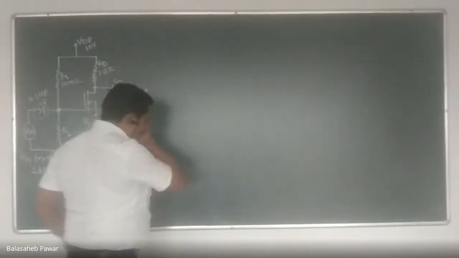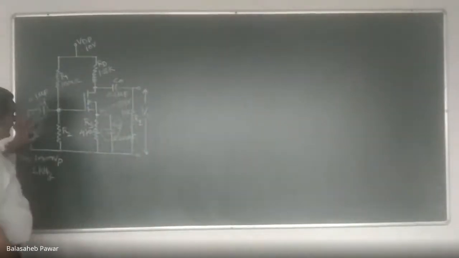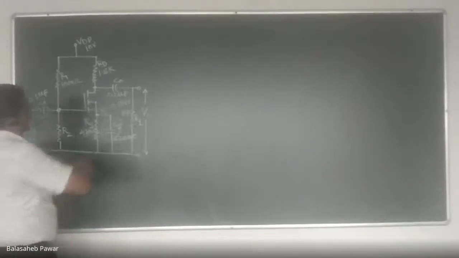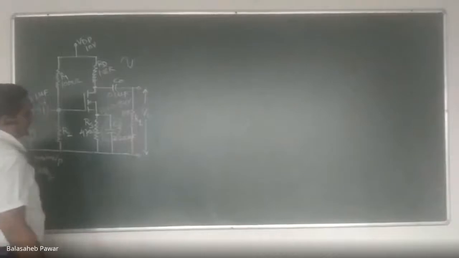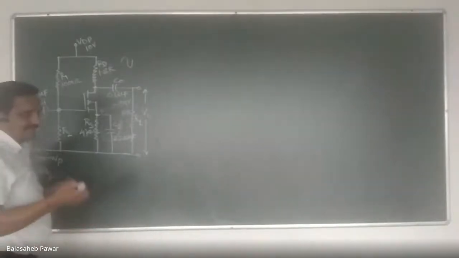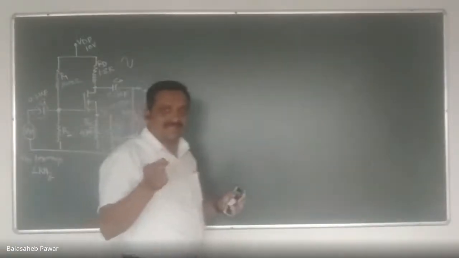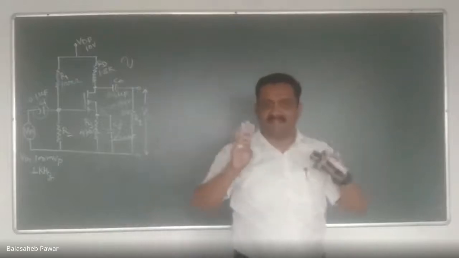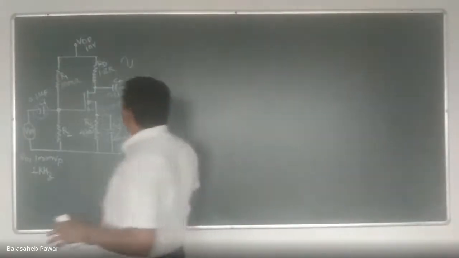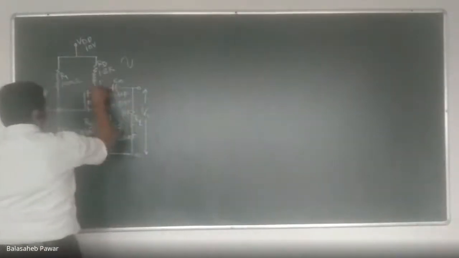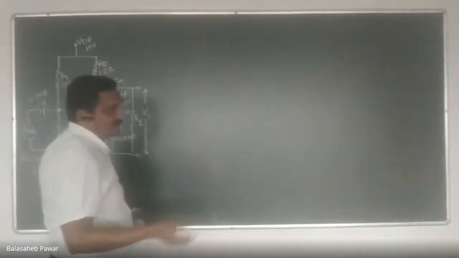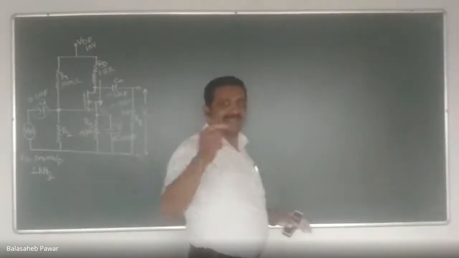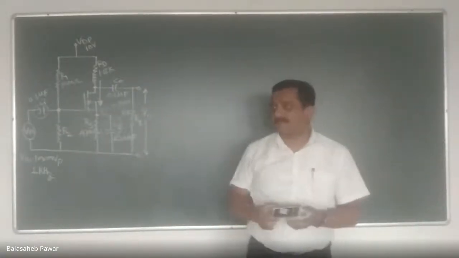Now see, whenever we apply an input signal, this drain current becomes time varying. Are you agree with this? Whenever that input signal is at 0 level, the drain current becomes constant, that is IDQ. That means the current flowing through this transistor will have both components. Both components means what? DC component as well as AC component, right?